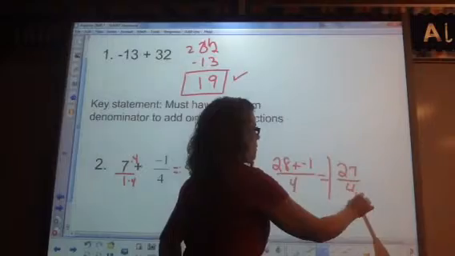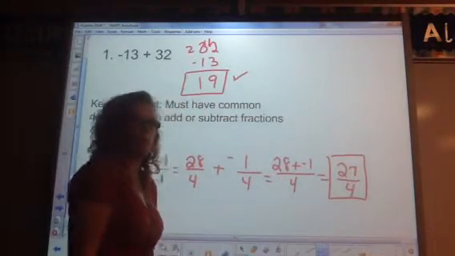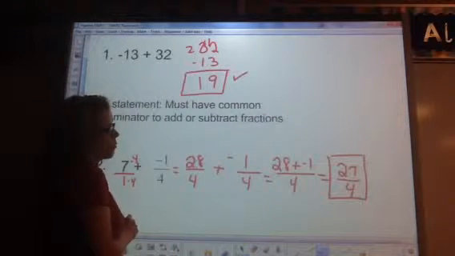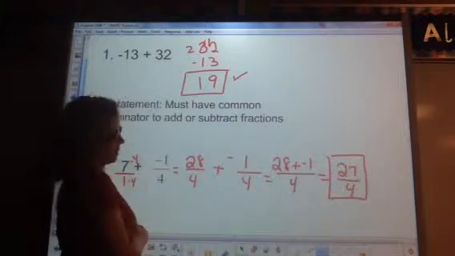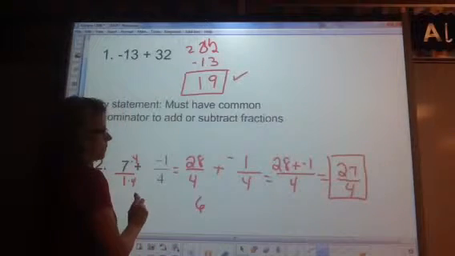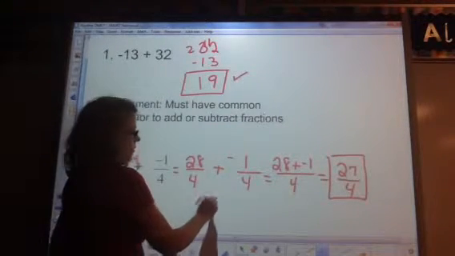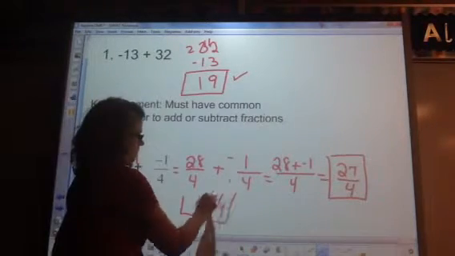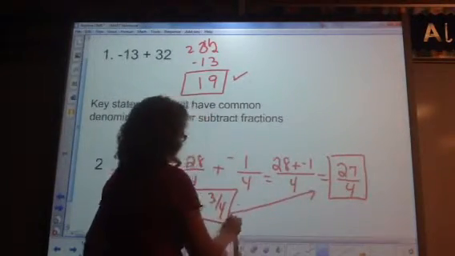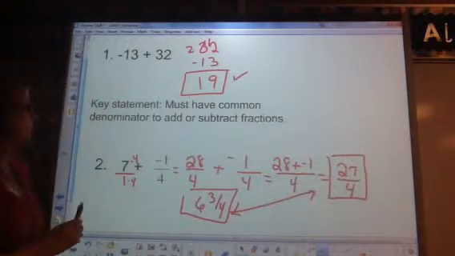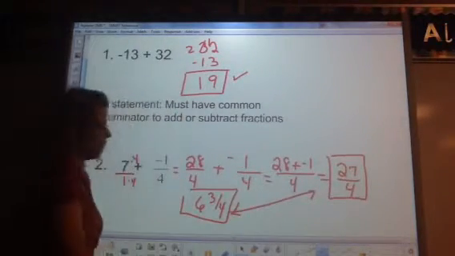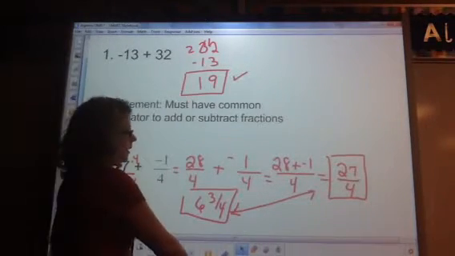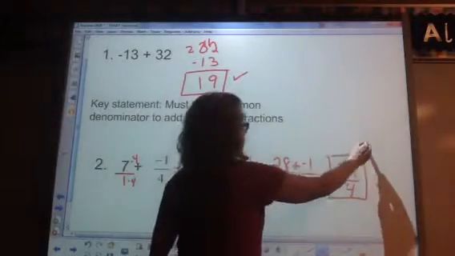Okay, algebra students, you may keep it improper, but to make sure you know how to change that to a mixed number: 4 goes into 27 how many times? 6, with 3 left over. Okay, if you did not get 27 over 4, or 6 3/4, please circle it and correct it. If you did get it, put a check.